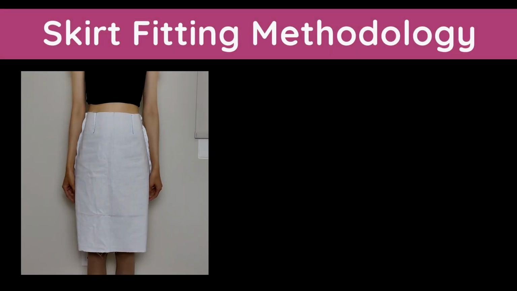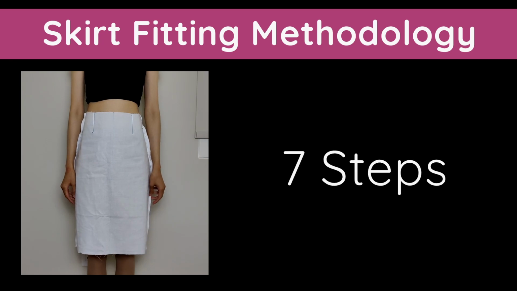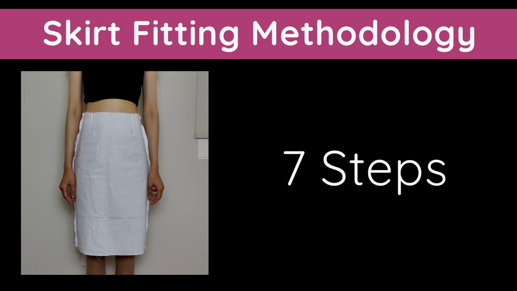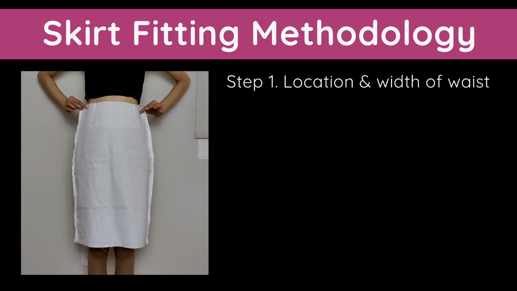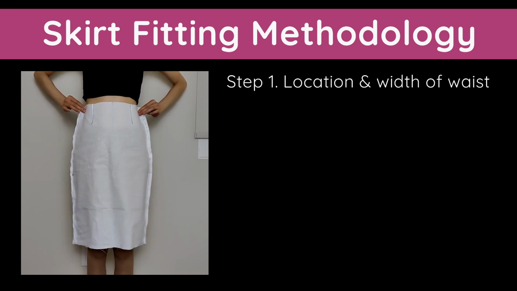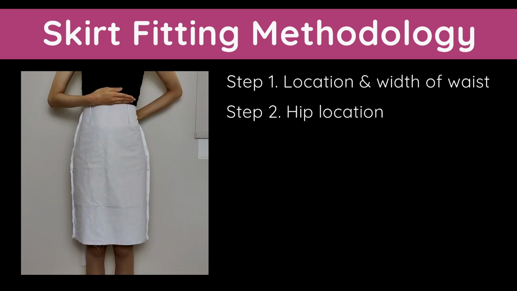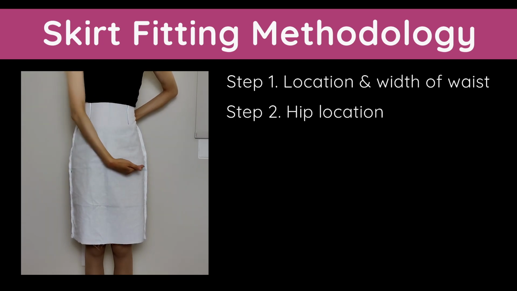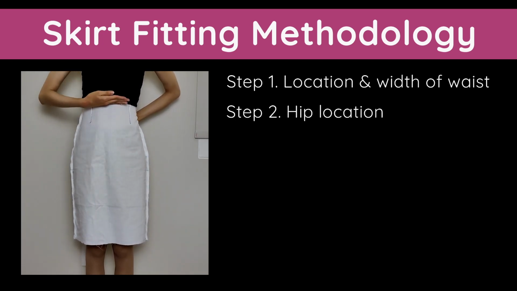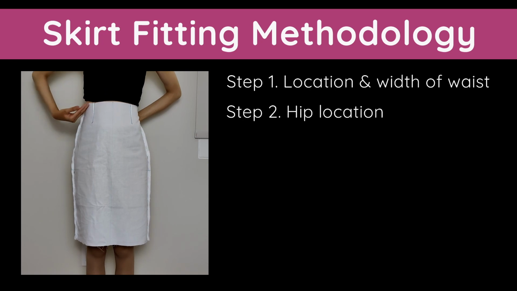Before we get started with the fitting, let me talk about my skirt fitting methodology. It consists of 7 steps to help you determine what alterations are needed to your skirt blocks to achieve that perfect fit for your body. Step 1 looks at the location and width of your waist, whether it's too narrow or too wide. Step 2 looks at your hip location relative to your waist and whether it's actually sitting on your true hip.